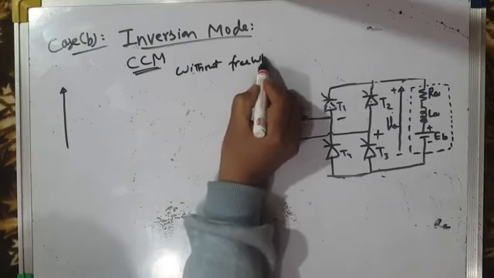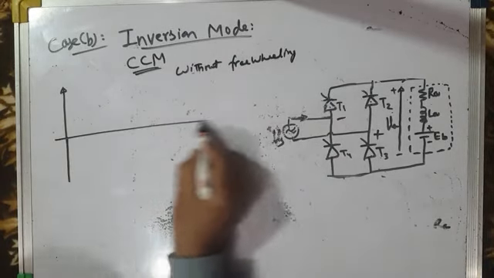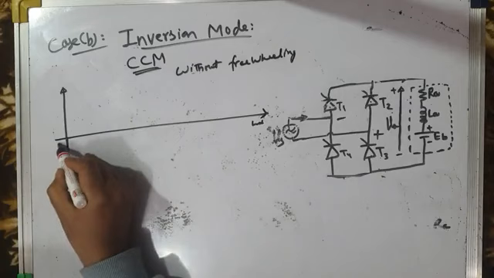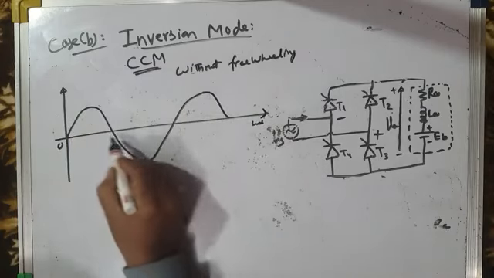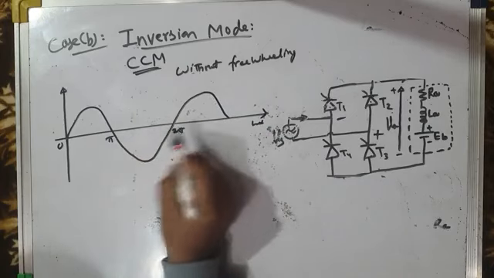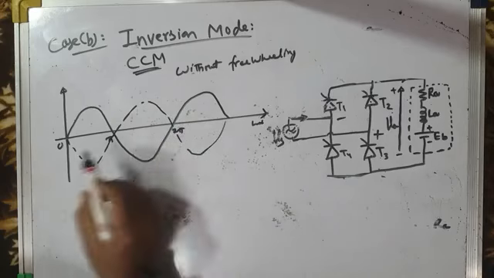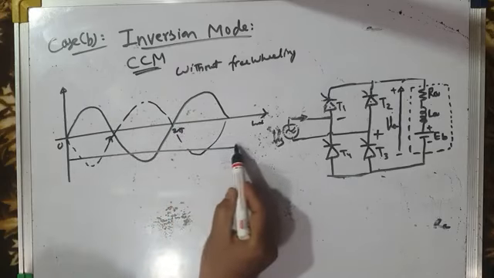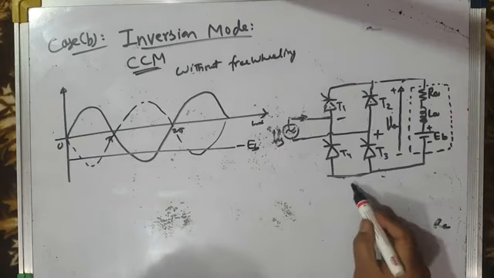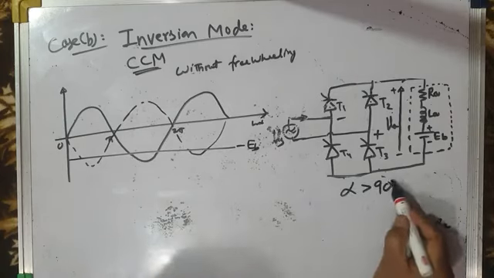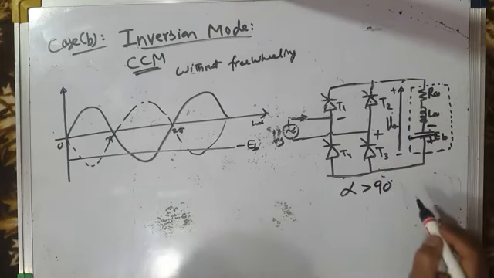The waveforms we have already drawn in one of the early classes. I will just repeat those waveforms. The waveforms will be like this: 0, pi, 2 pi, and so on. And this is minus EB, minus back EMF, because in the inversion mode of operation, the converter has to be operated for alpha greater than 90 degrees. And back EMF also has to be reversed, plus minus.